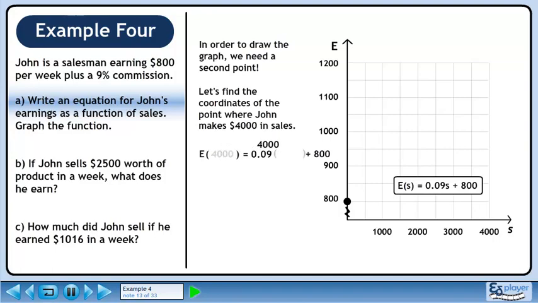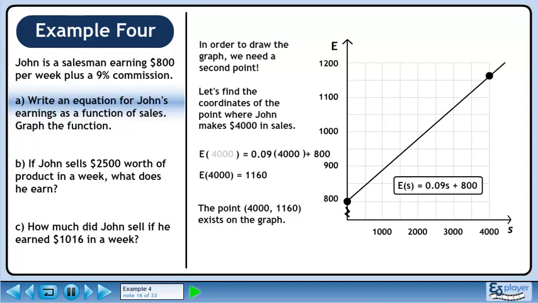Plug in $4,000 for sales. Evaluate the right side to get 1,160. So the point (4,000, 1,160) exists on the graph. Now that we have 2 points, we can graph the line.